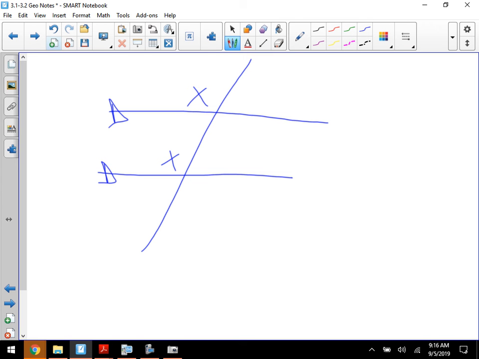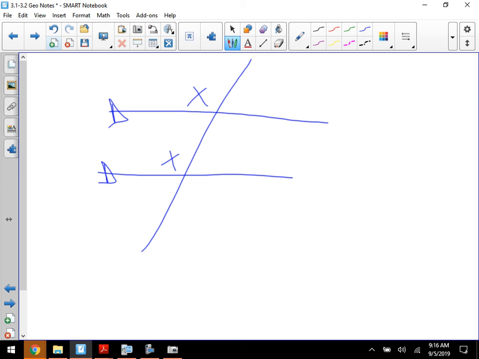So in the numerical one that I put over here, I said that 1 and 5 were corresponding. 4 and 8 are corresponding. They're in bottom left, bottom left, bottom right, bottom right. That's how those work. Those guys will always be equal. So if this is 100 degrees, this is 100 degrees. It also works vertical. We know that one.